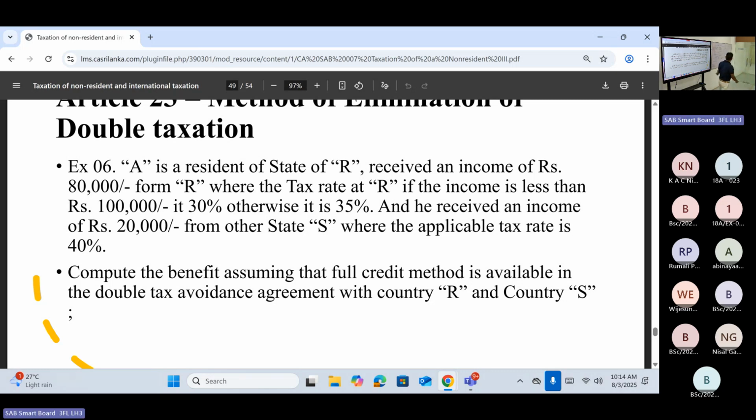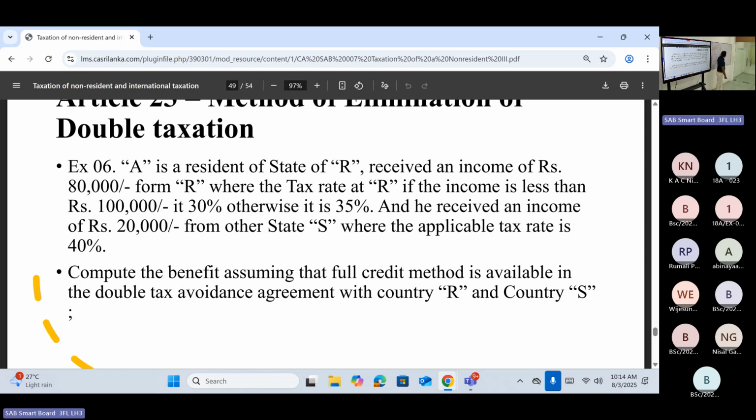Because he has paid 8,000 in this country, he is claiming 8,000, where the maximum tax rate in this country is more than that, while the tax rate he is claiming is less. We are claiming 8,000 as the tax credit.